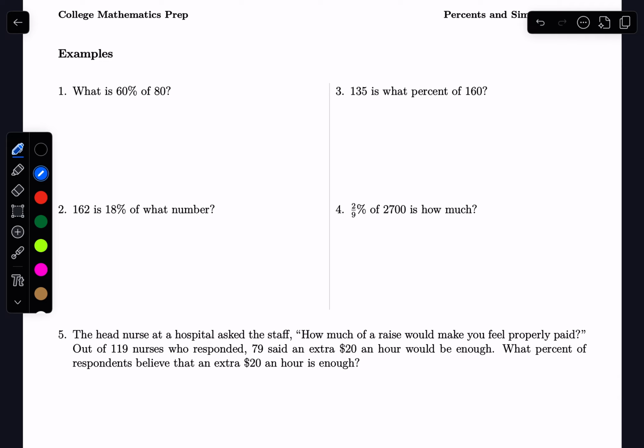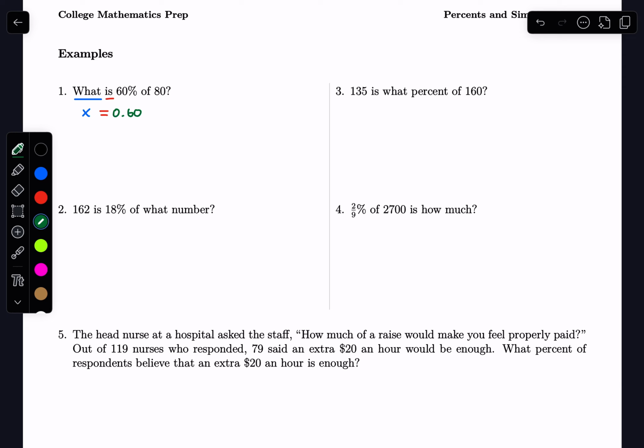Number one says, what is 60% of 80? This is a direct translation problem. The word "what" is our unknown. That's what we're solving for. I'm going to call that x. The word "is" will always mean equals. 60% we have to convert to a decimal. So I'm going to divide it by 100 to get 0.60.